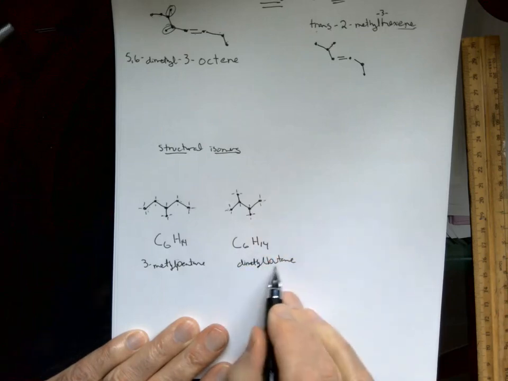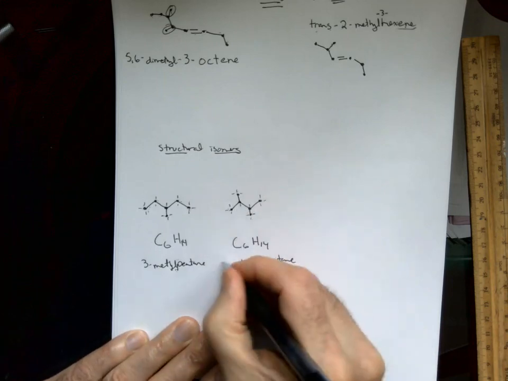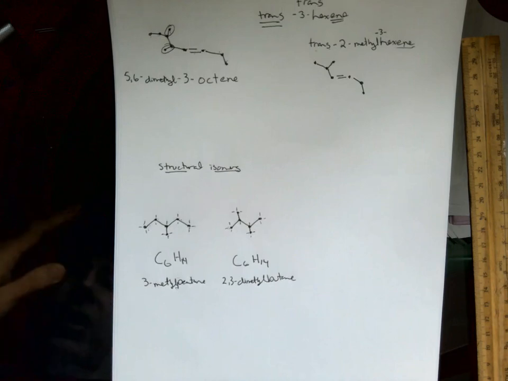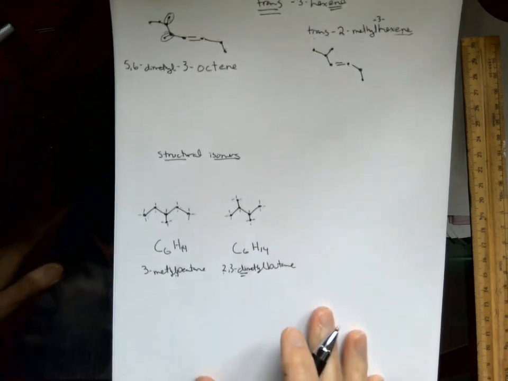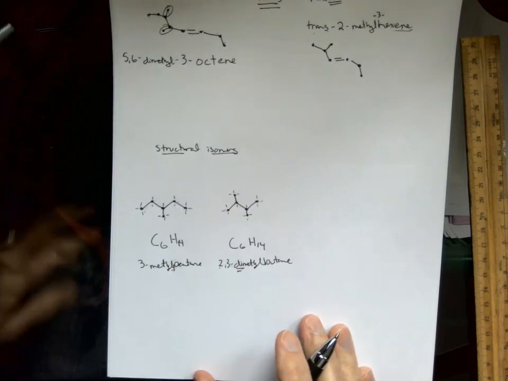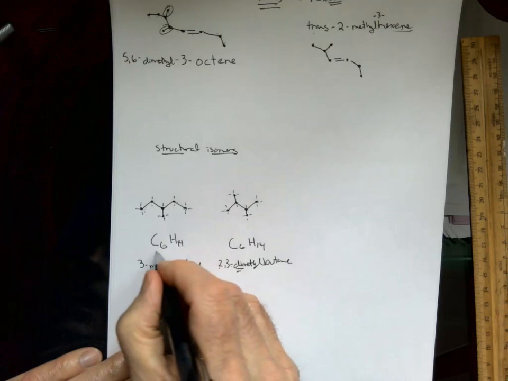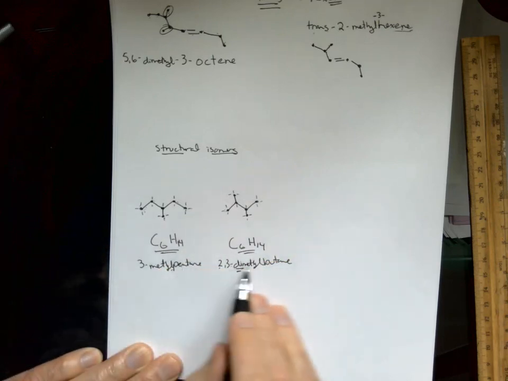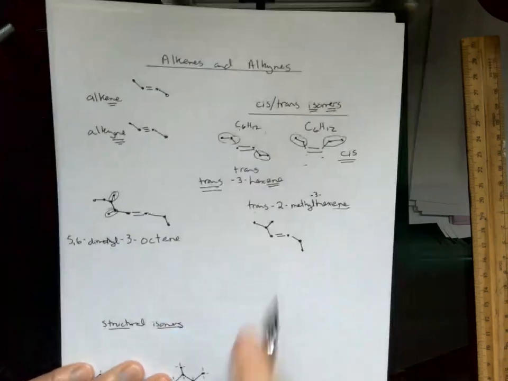Notice I'm working backwards: chain length, then side chains. Where are they? They're on the 2nd and the 3rd carbons. So the di tells you you've got 2 methyls. The 2 and 3 tell you where those 2 methyls are. These are called isomers because they have the exact same formula, C6H14, but they have different names. These are called structural isomers because they do not have double bonds in them.